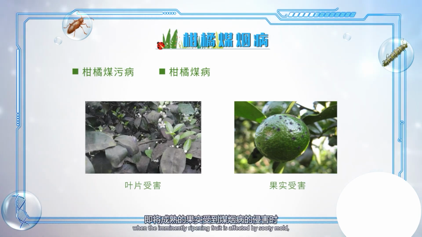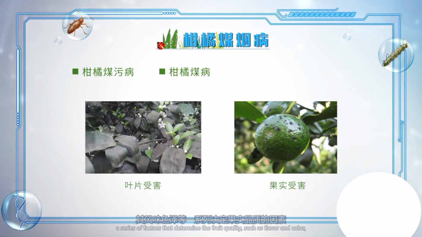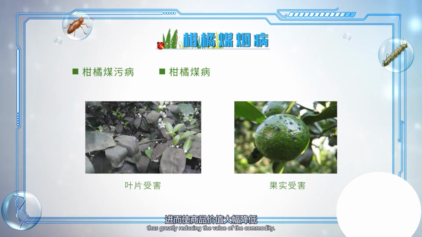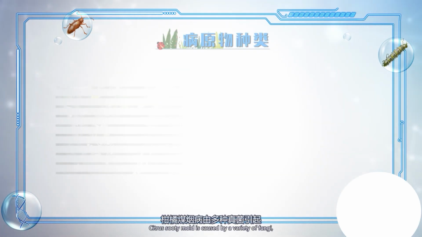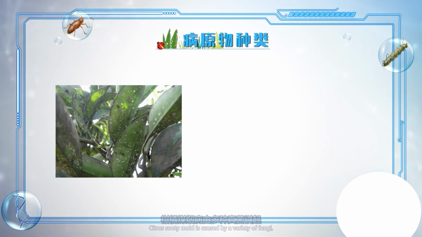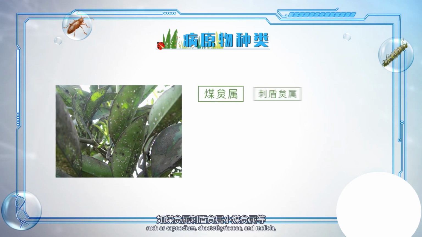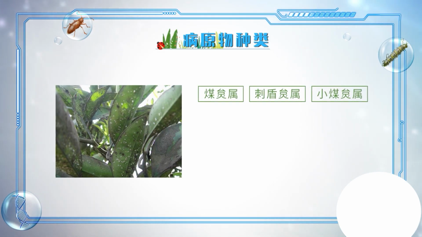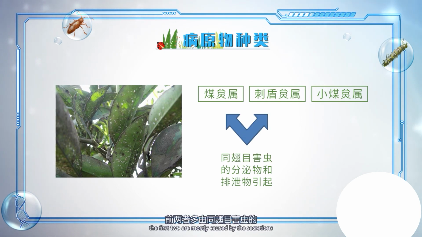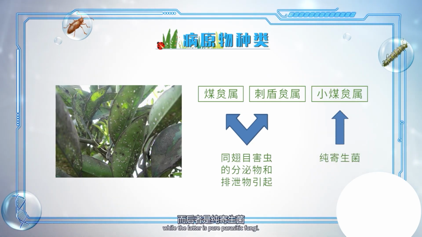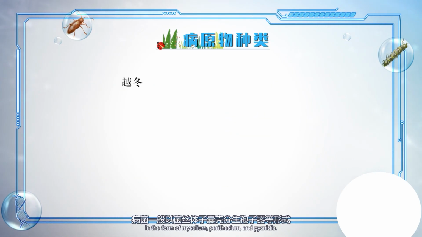When the imminently ripening fruit is affected by sooty mold, a series of factors that determine the fruit quality, such as flavor and color, will be affected to varying degrees, thus greatly reducing the value of the commodity. Citrus sooty mold is caused by a variety of fungi, such as Capnodium, Chaetothyriaceae, and Meliola. The first two are mostly caused by the secretions and excretions of homopteran pests, while the latter is a pure parasitic fungus in the form of mycelium, perithecia, and pycnidia.